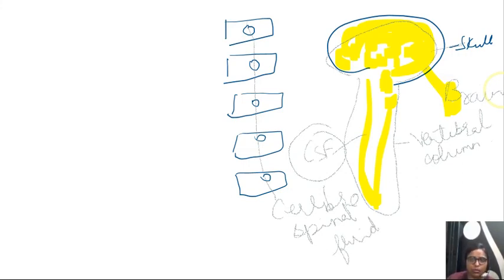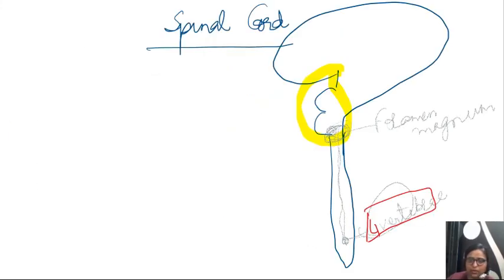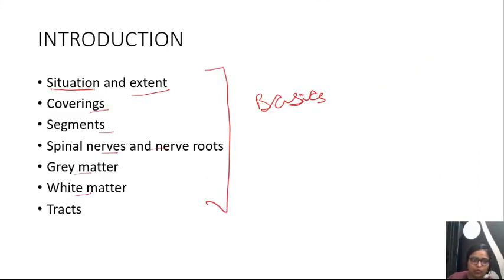Okay, now you know where the spinal cord is situated. It is situated in the vertebral canal, and we have already discussed that its extent is from the medulla oblongata through the foramen magnum to the L1 vertebra. Clear? So we proceed to the next topic, that is coverings.